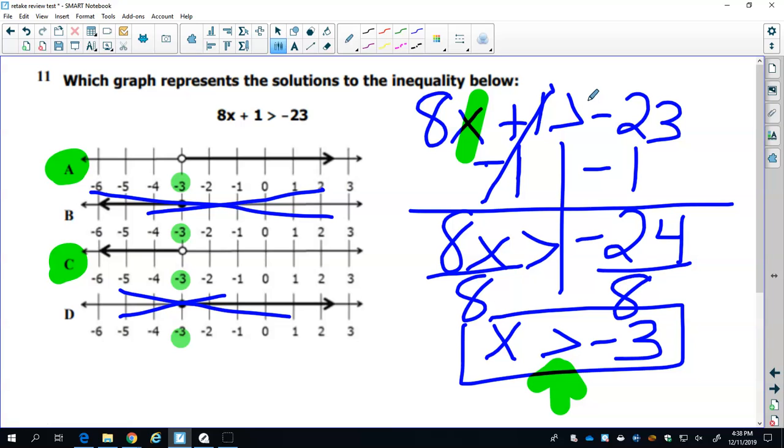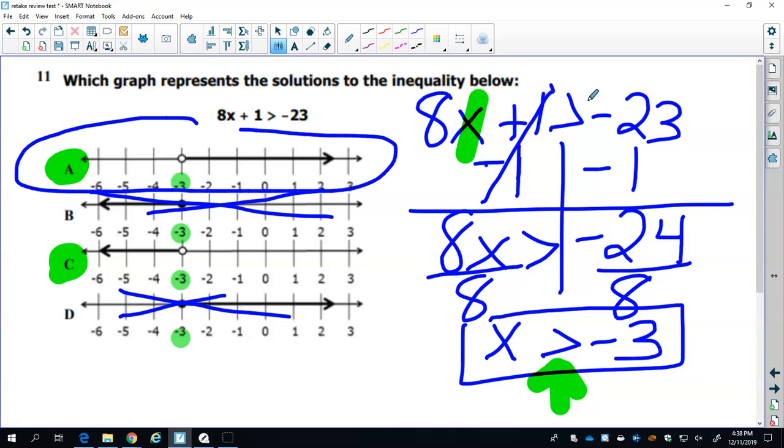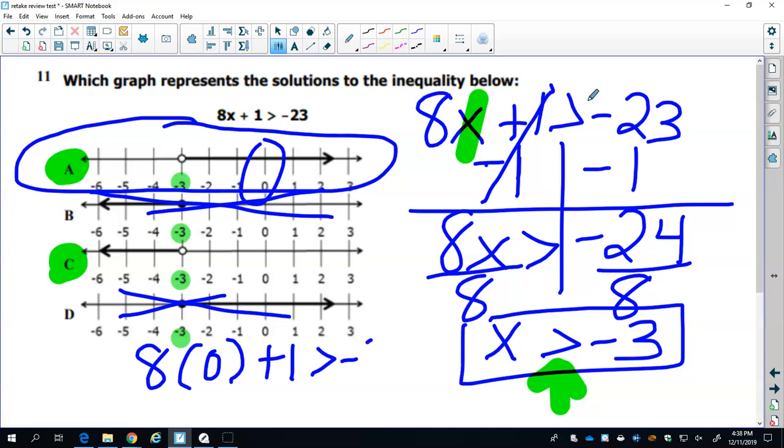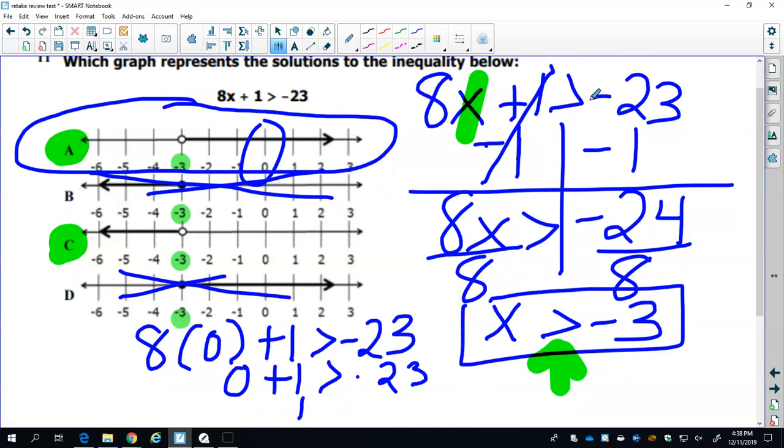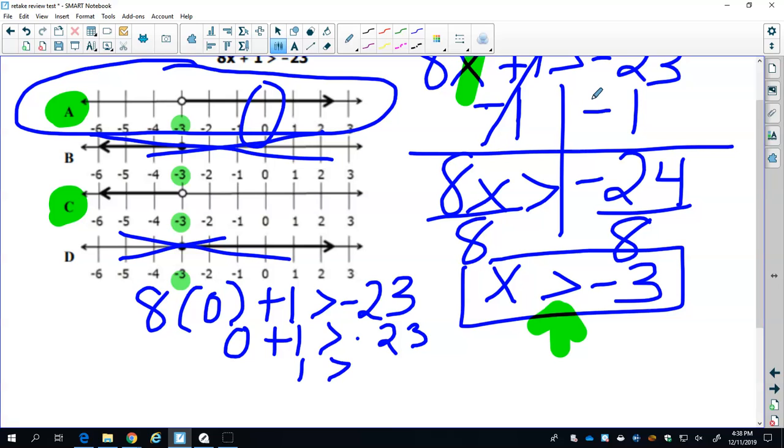So the correct answer for this one is going to be A. And if you wanted to check this, you could just put in a number on your number line like 0. 8 times 0, I'm just picking the number from here, plus 1 is greater than negative 23. I could even put this in the Desmos, but it's pretty simple. 0 plus 1 is greater than negative 23. And we know that 1 is greater than negative 23.